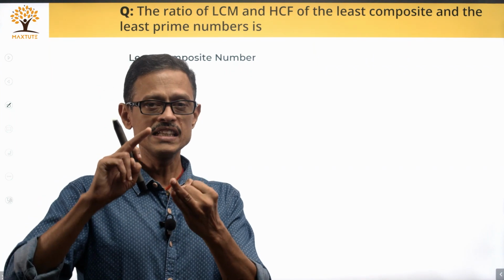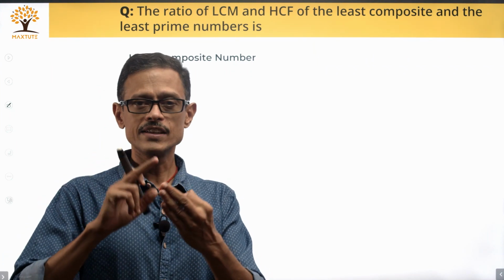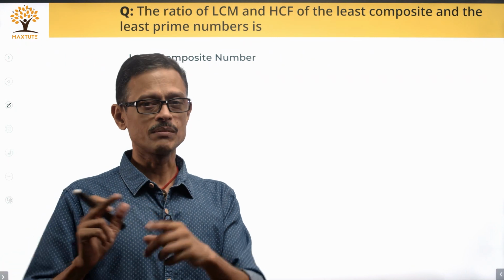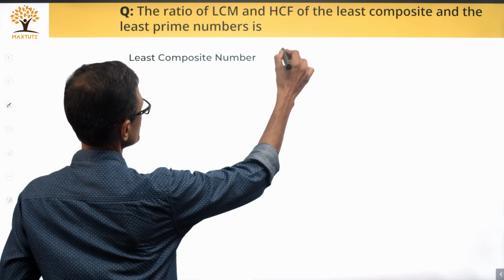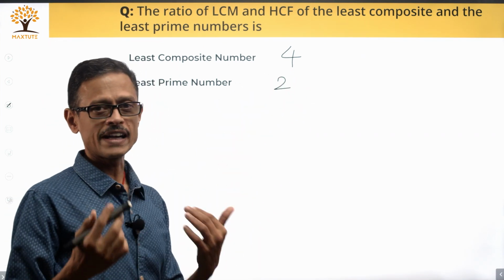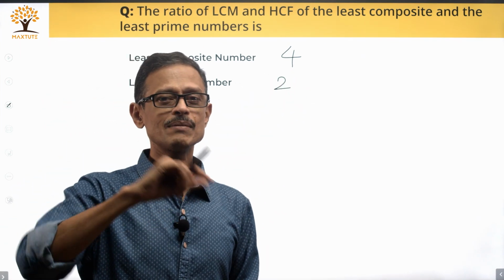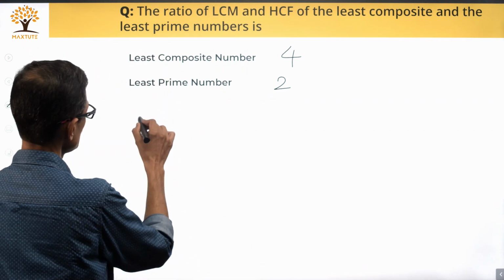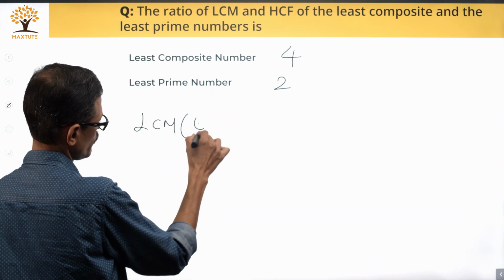2 is a prime number, that's the least prime number, smallest prime number. 3 is also a prime number. The least composite number is 4, right? So least composite number is 4. The least prime number we discussed is a 2. So essentially we'll have to find out the ratio of the LCM and HCF of these 2 numbers. LCM of 4 and 2, LCM of 4 and 2.